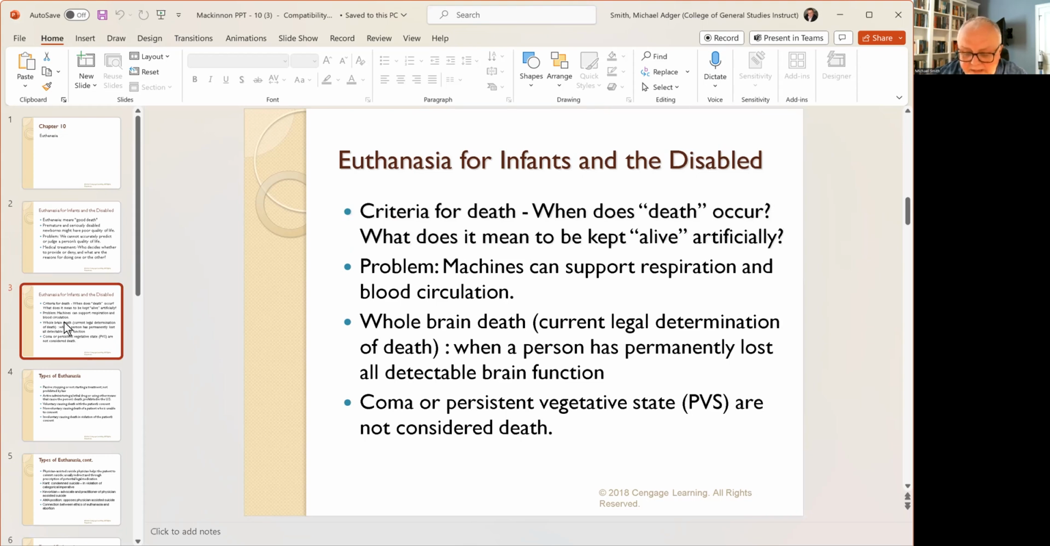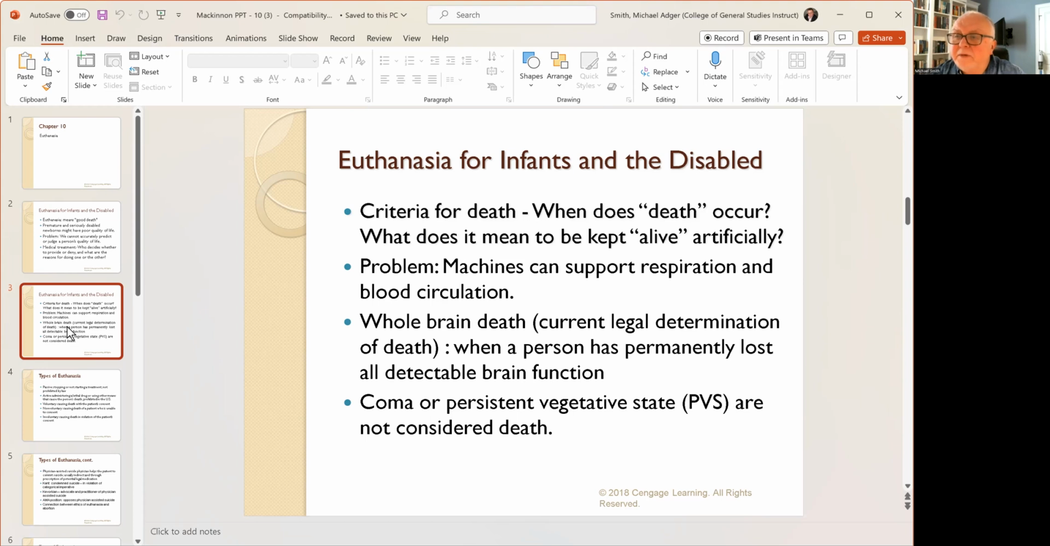As I said at the beginning, the criterion for death has changed a good bit over the last 100 years, say, about when does death occur and what does it mean to be kept alive artificially. We now have the technology to keep someone living for extended periods of time. I won't say indefinitely, because I think the body begins to break down after a while. But there are people in a comatose vegetative state, which is different, that are not considered dead and that they are still living.